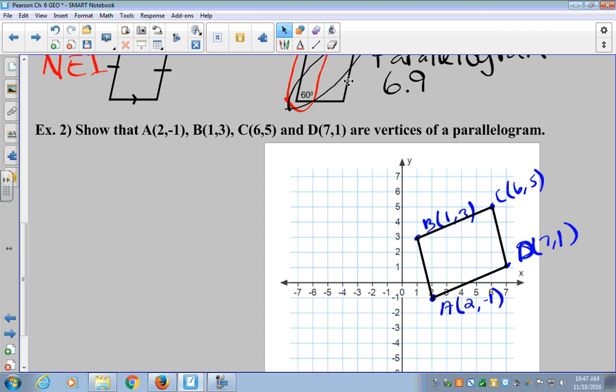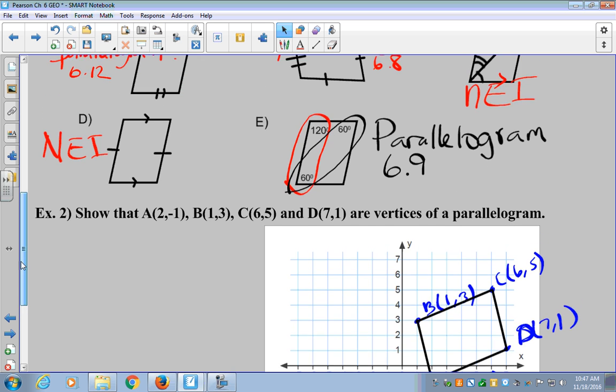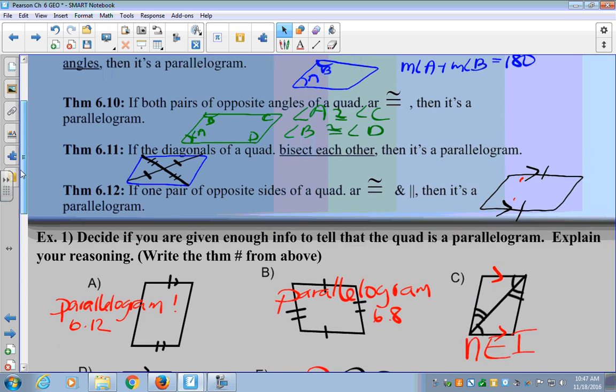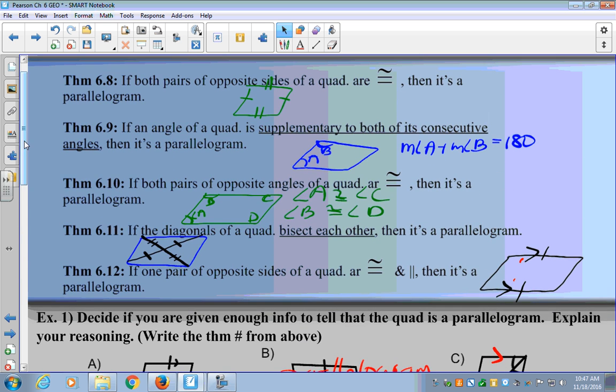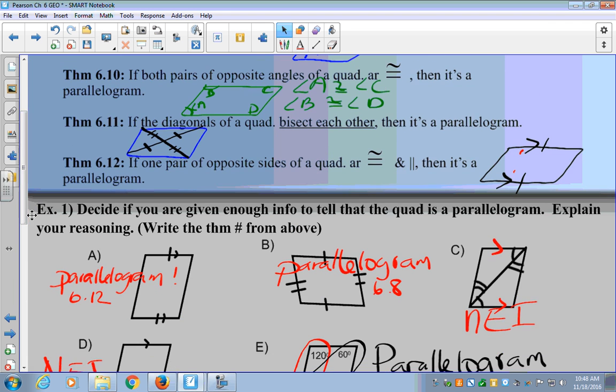Well, step number 1, it looks like a parallelogram. I don't have any information on angles here. So any of my formulas that have angles in it, I can't use. So that automatically eliminates 6.9 and 6.10. So we can go both pairs of opposite sides are congruent, or we can go one pair of opposite sides are congruent and parallel. I think this would be the easier calculation than finding the distances of all 4 sides.